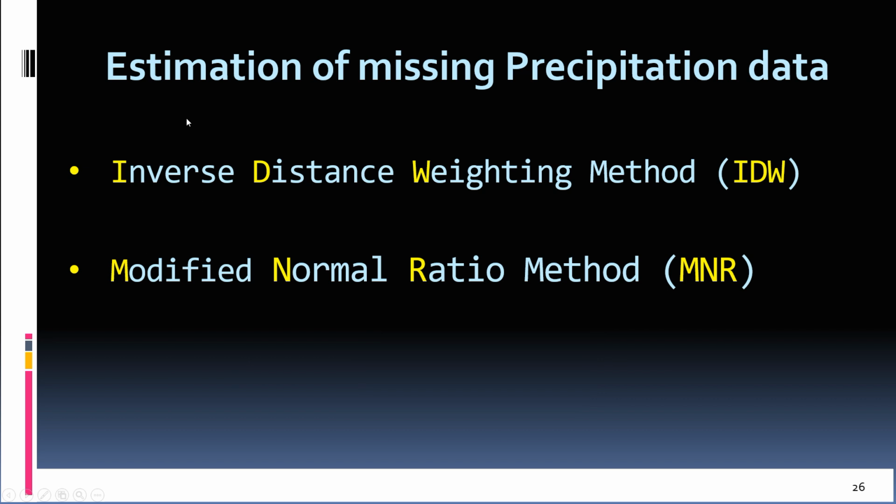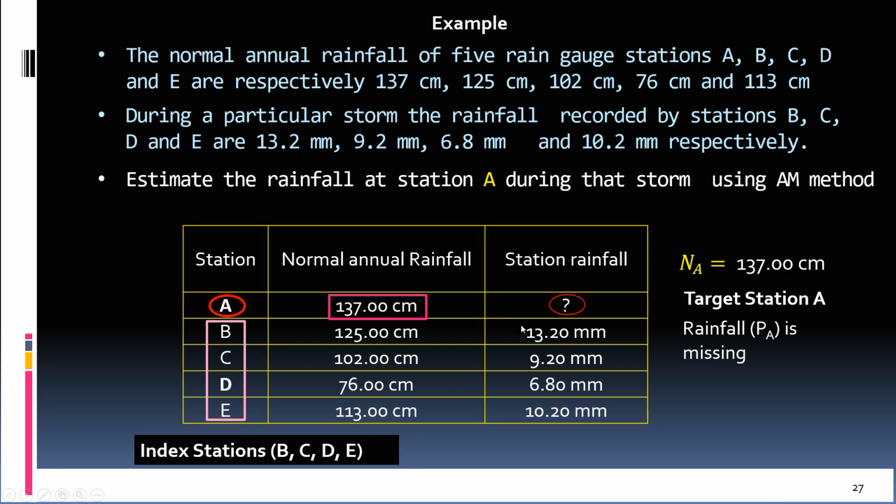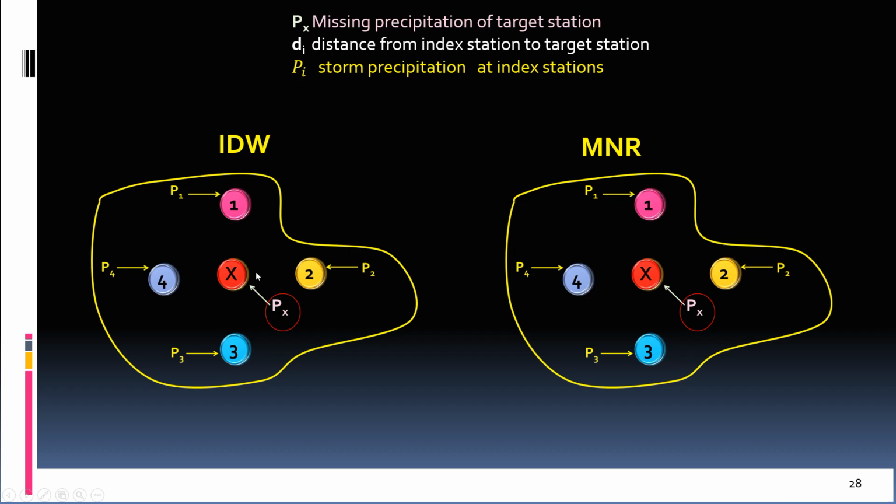In this video, we will explore two spatial interpolation techniques, inverse distance weighting and the modified normal ratio method. We will solve the same example which was discussed in earlier two parts in GeoGebra. Both these methods require distance from each index station to the target station.